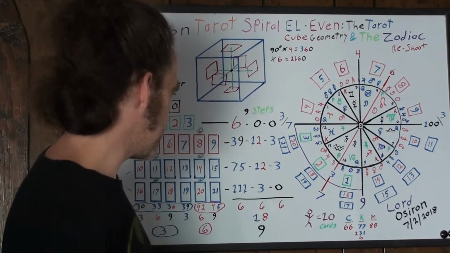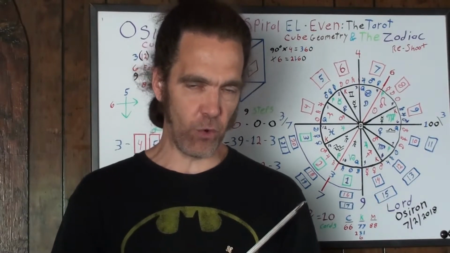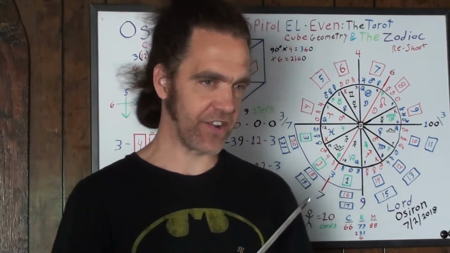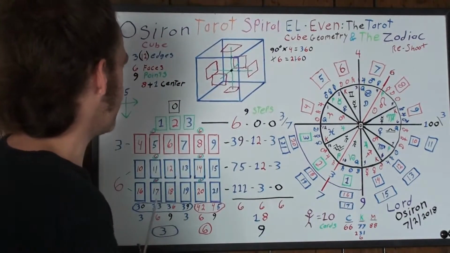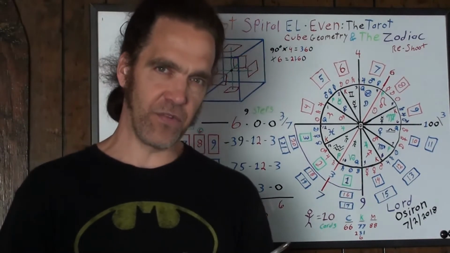So the cube is much better represented by 3, 6, and 9, or just 9, than 6, 6, 6. So that's why I wanted to reshoot this video, because it's just so important to get that out there.